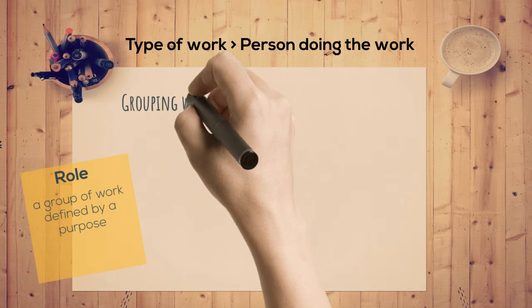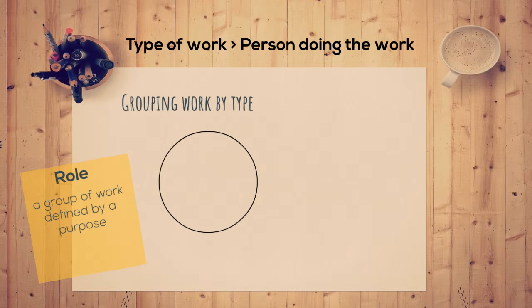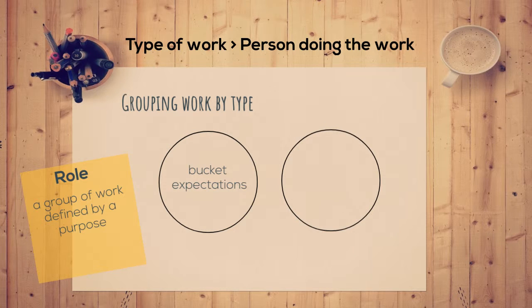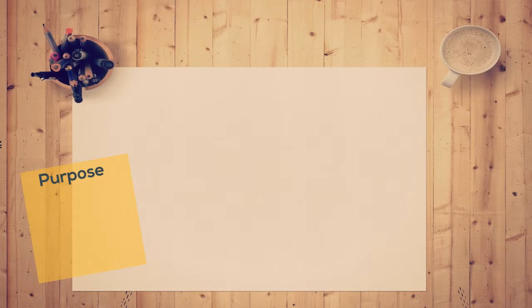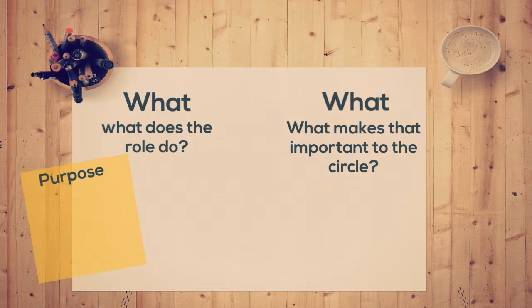This helps in a few ways. One, we can easily bucket our expectations into roles. And two, if someone leaves the team, the work that they are doing is captured and someone else can easily take over from where they left off. The purpose of a role can be defined by the what and the why. What does a role do, and what makes that important to the circle? Just like your circle's purpose, a role's purpose gives it direction and defines its scope of work that others can rely upon.